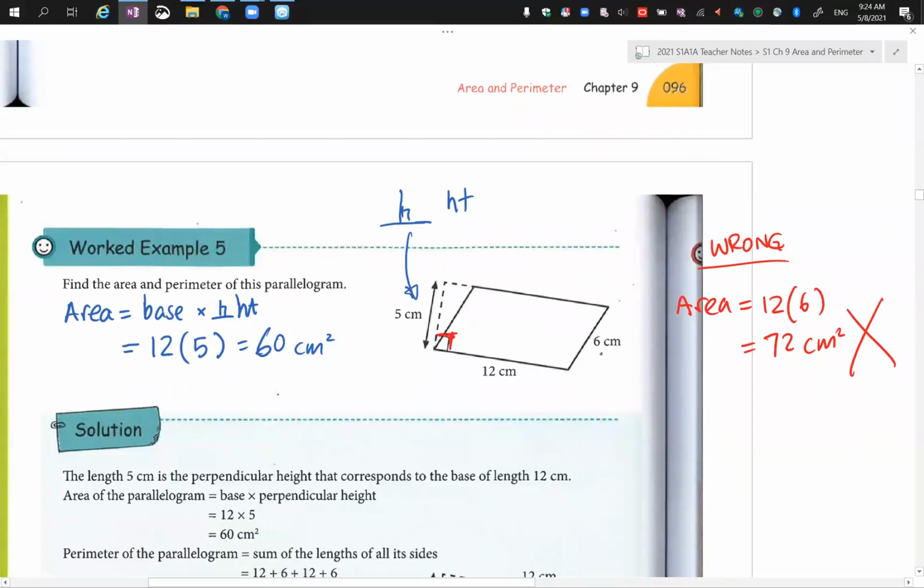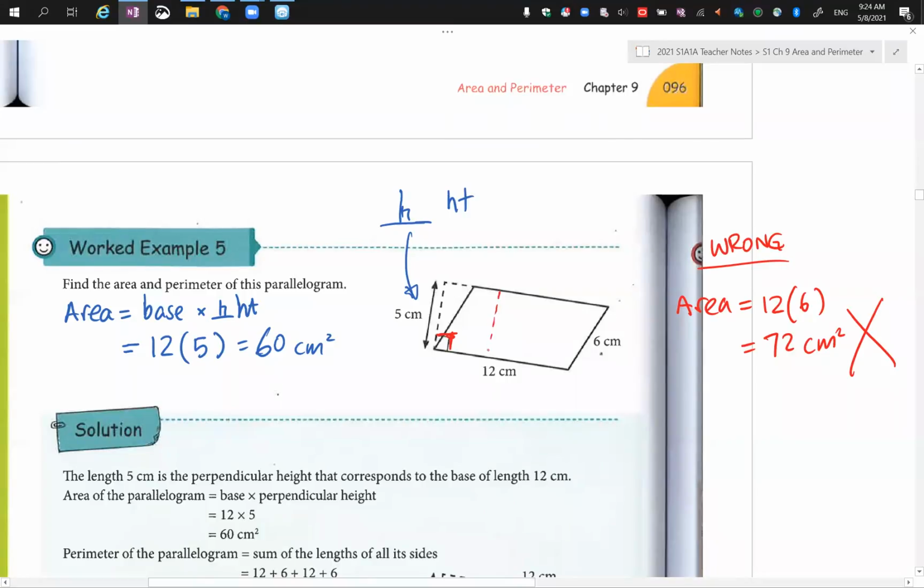Any questions so far? No? Yes? Say again, louder. What if you don't have a dotted line? Then you cannot do the question. You can make a dotted line, but you don't know the distance. You need to know the length of that perpendicular height.